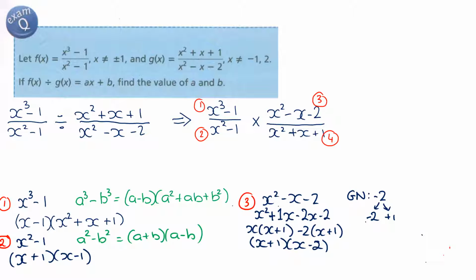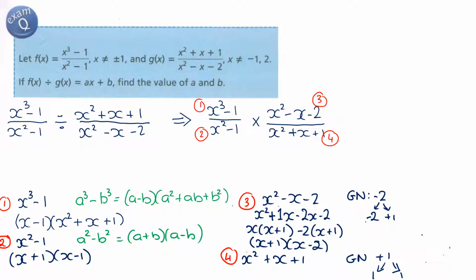Okay, and then last but not least, we're going to have number 4. And for us, that's x squared plus x plus 1. If you try to go and find, your guide number is plus 1. There are no factors of 1, so my factors of plus 1 are either going to be plus 1 and plus 1 or minus 1 and minus 1. And there's no way that will add to x, so they can't be factorized.